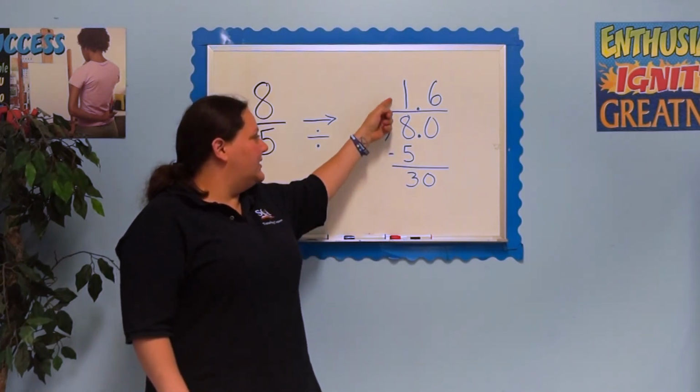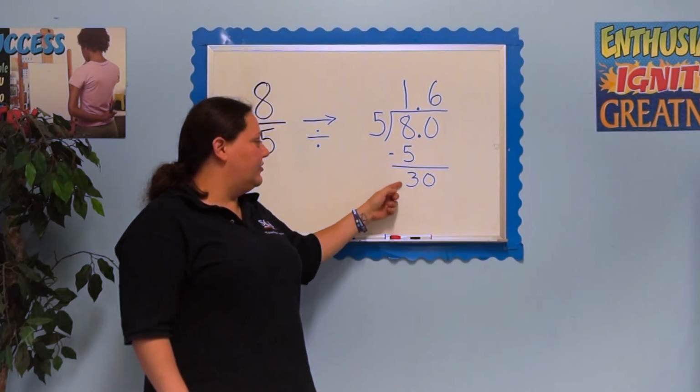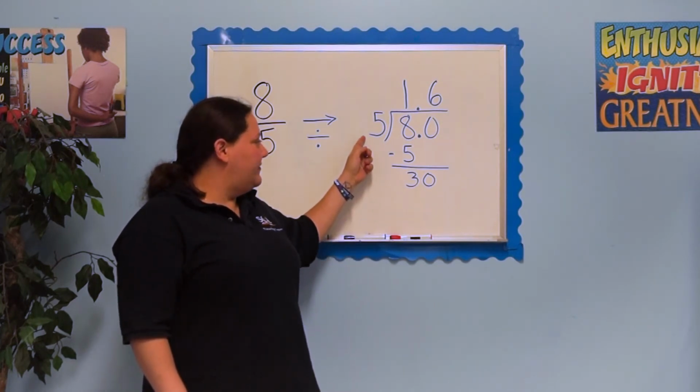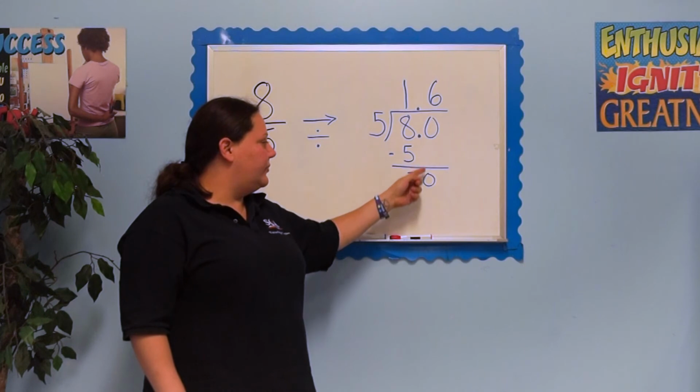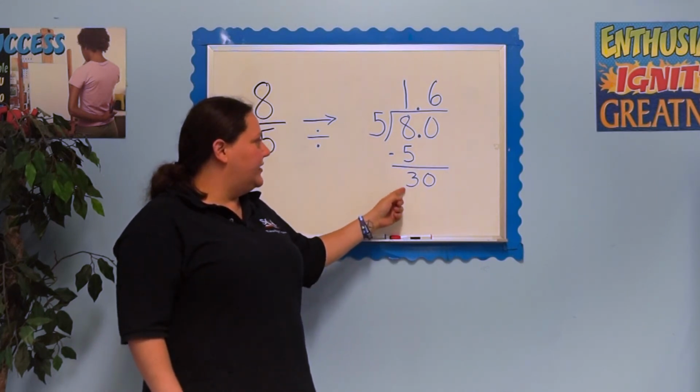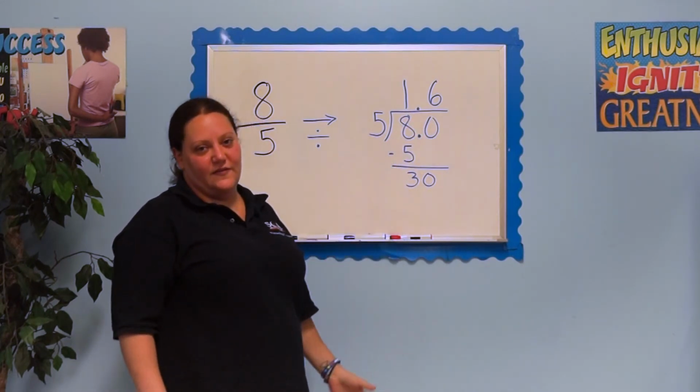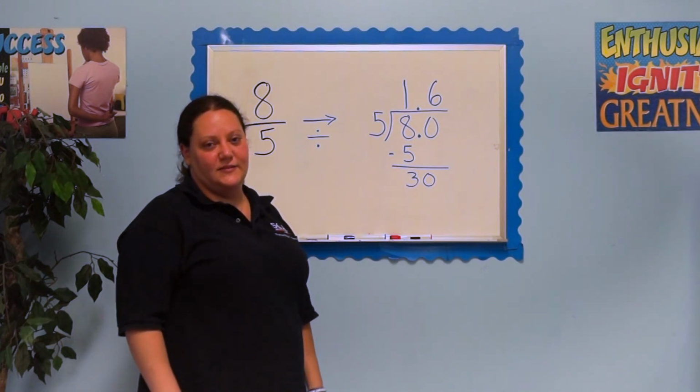5 goes into 8 one time, subtract the 5 out, you're left with 3. We can't put 5 into 3, so we add a 0, bring it down. 5 goes into 30 6 times, leaving your final decimal as 1.6.